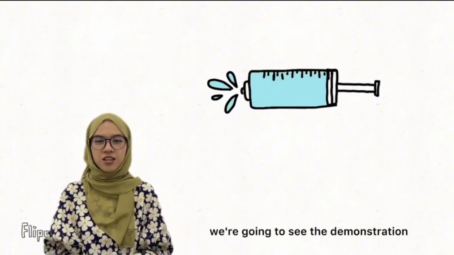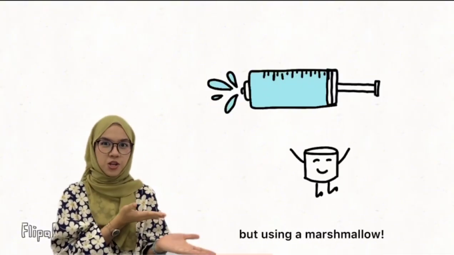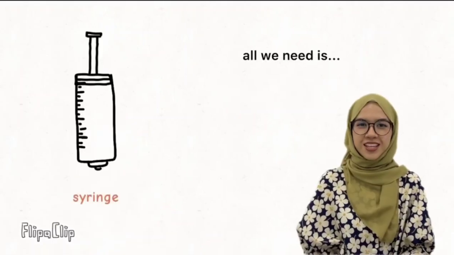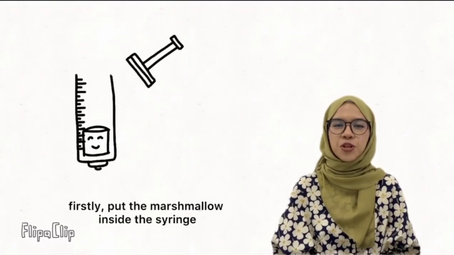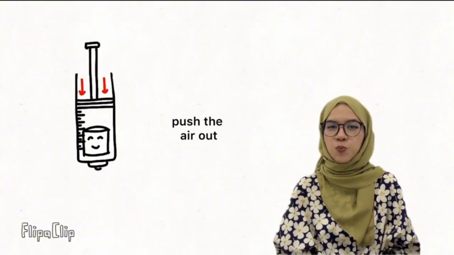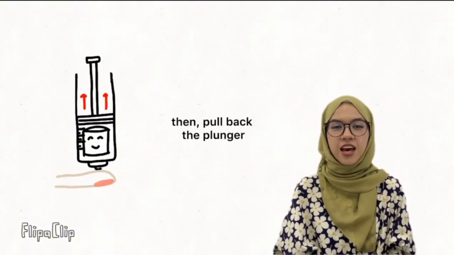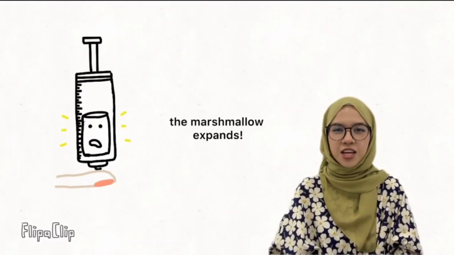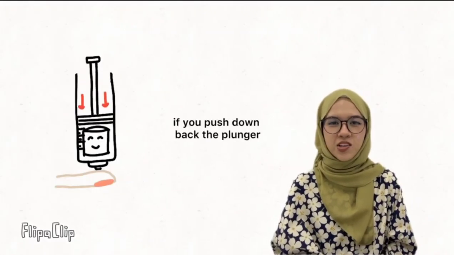We're going to see the demonstration of this law through the operation of a syringe, but using a marshmallow. All we need is a syringe and a happy marshmallow. Firstly, you put the marshmallow inside the syringe, push the air out, and cover the hole with your finger. Then you pull back the plunger, and you can see the marshmallow expands. If you push the plunger back down, the marshmallow shrinks back.